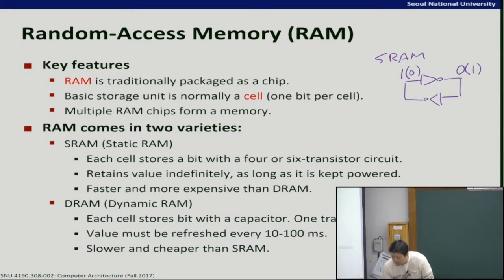Of course, we place what is called an access transistor here. It's like a switch. Sometimes we want to overwrite the value, to update the value. In that case, we drive the new value through this transistor so that we can update the value in the memory cell. So this one is a 6 transistor SRAM cell.